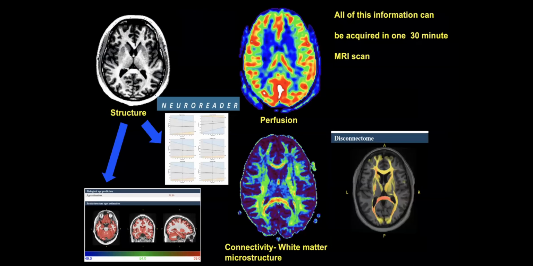And so again, when you look at quantitative or measurable imaging, we're able to get brain structure, both in terms of raw brain volumes with FDA-cleared software like NeuroReader, and brain age calculations to see if there's accelerated brain aging. We can look at perfusion in the brain, or cerebral blood flow. We can look at connectivity with white matter microstructure as well as disconnectomes. And all of this information can be acquired in one 30-minute MRI scan. And these MRI scanners can run all of these sequences out in the community. You don't need a specialized research scanner that's super expensive to do this.